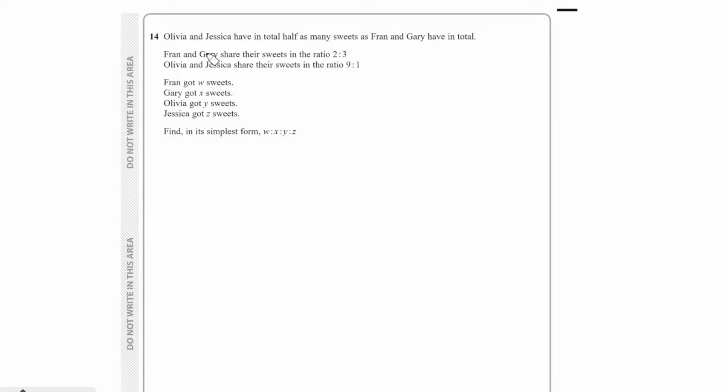So, question 14, we've got Olivia and Jessica have in total half as many sweets as Fran and Gary have in total. So, Olivia and Jessica have half of the sweets that Fran and Gary have. Fran and Gary share their sweets in the ratio 2 to 3. I just like to write it out like this. Fran and Gary, 2 to 3.